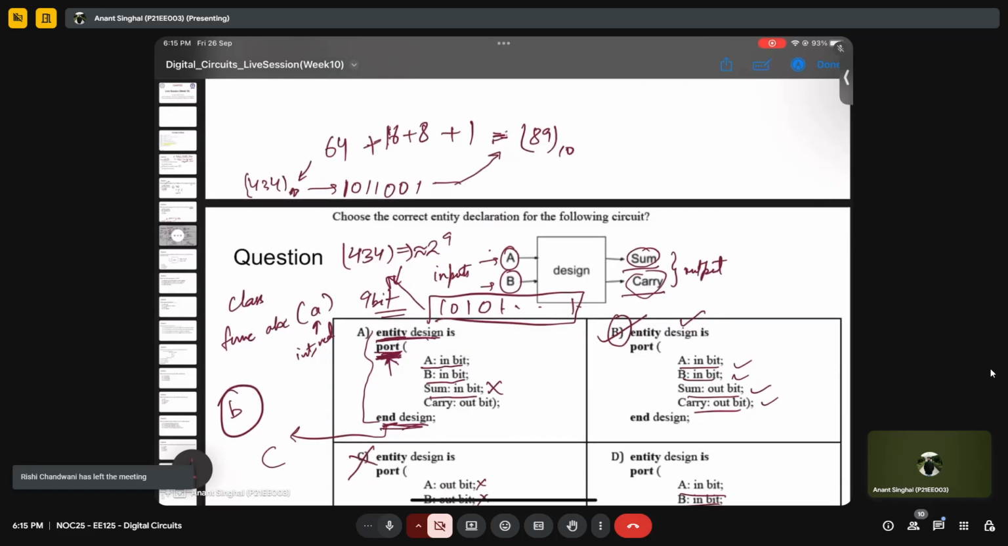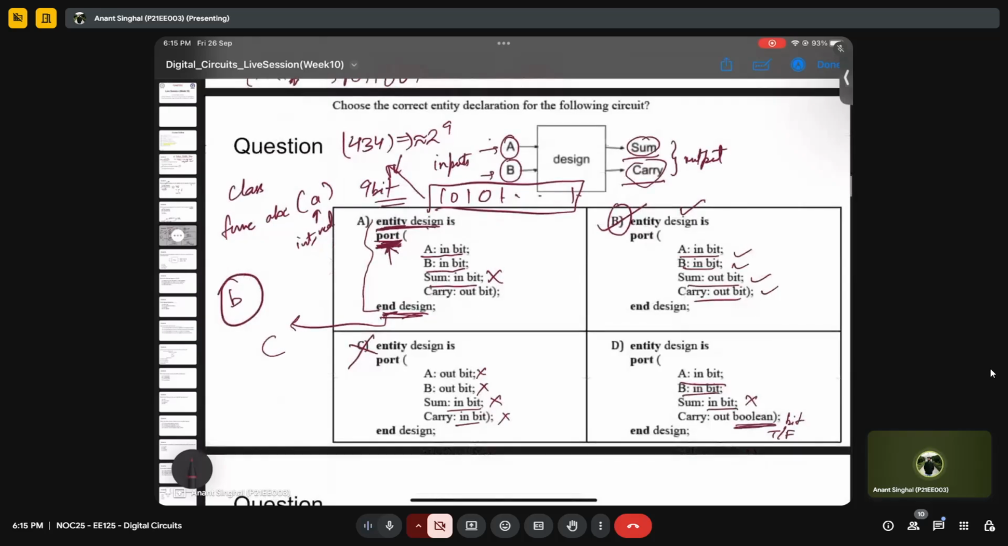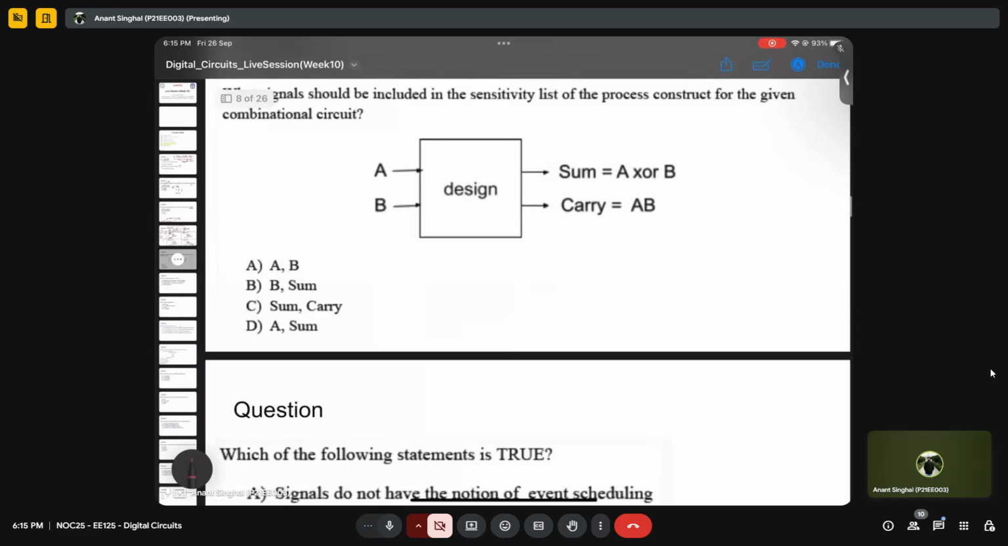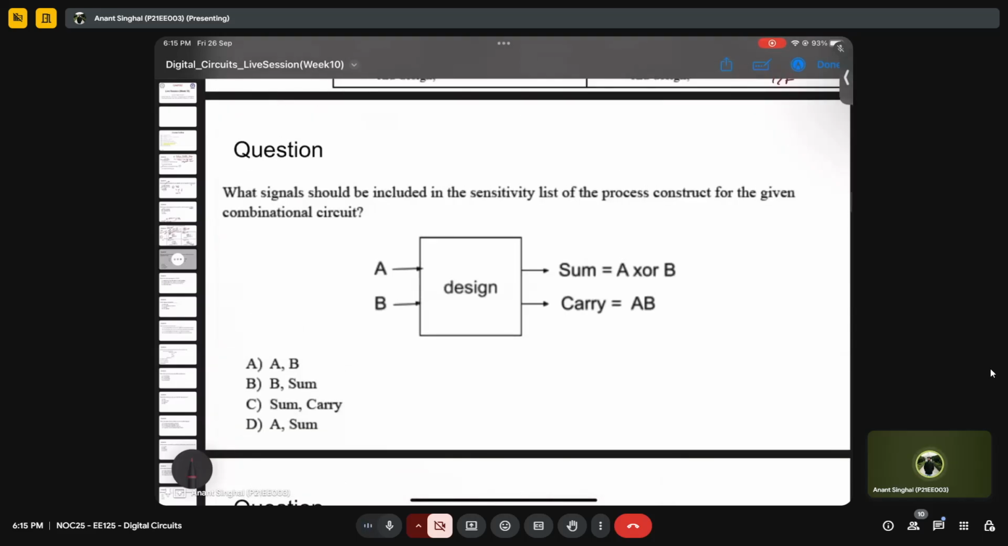Okay, sir. Yeah. So since we have done a problem like this, this is again a similar problem related to VHDL. If you already have an idea about the sensitivity list, you can let me know your answers in the chat box. Maybe I'll wait for 1 or 2 minutes and then we can do it together.